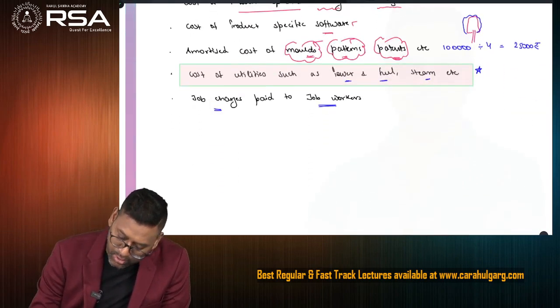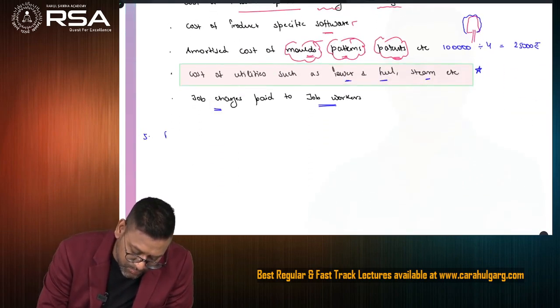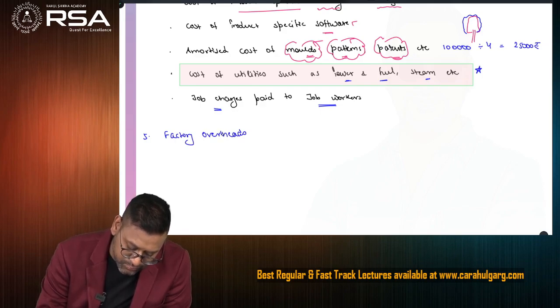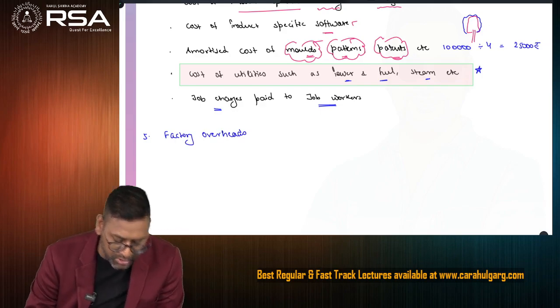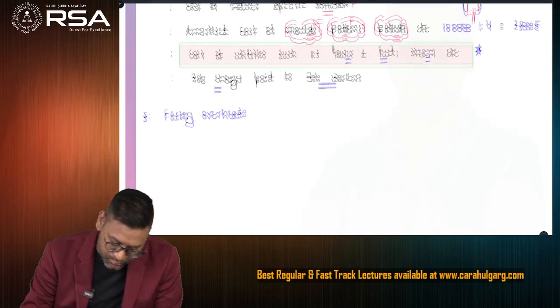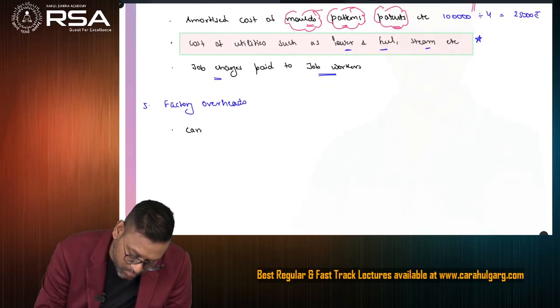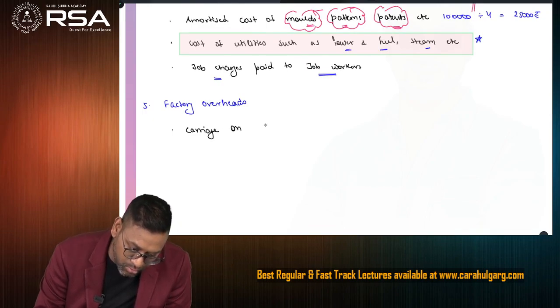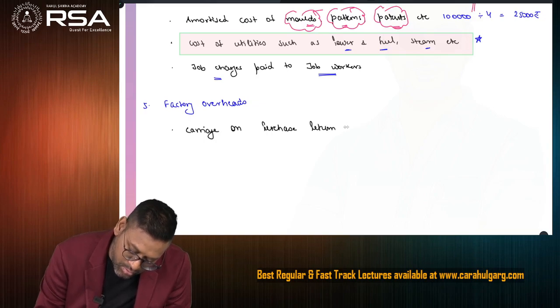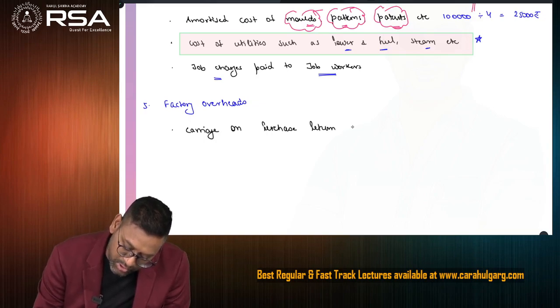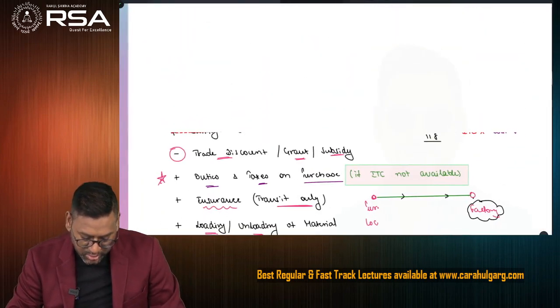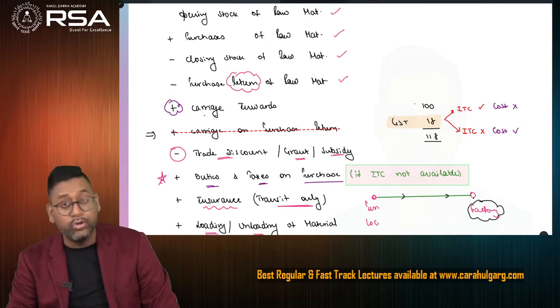Okay. Now write down point number 5, factory overheads. First point, carriage on purchase return of material. So this is the point which we wrote over here and cut it. Carriage on the purchase return. I told you it comes under the factory overhead.